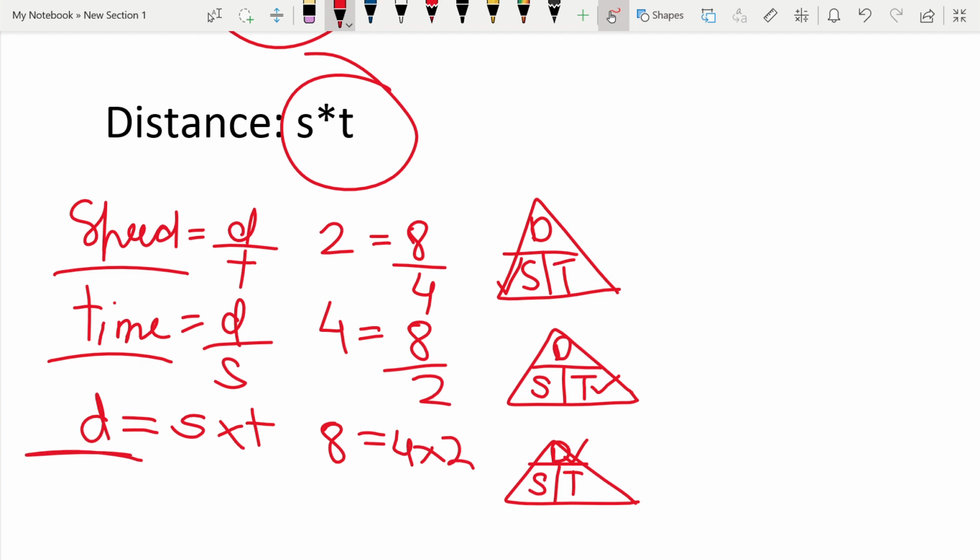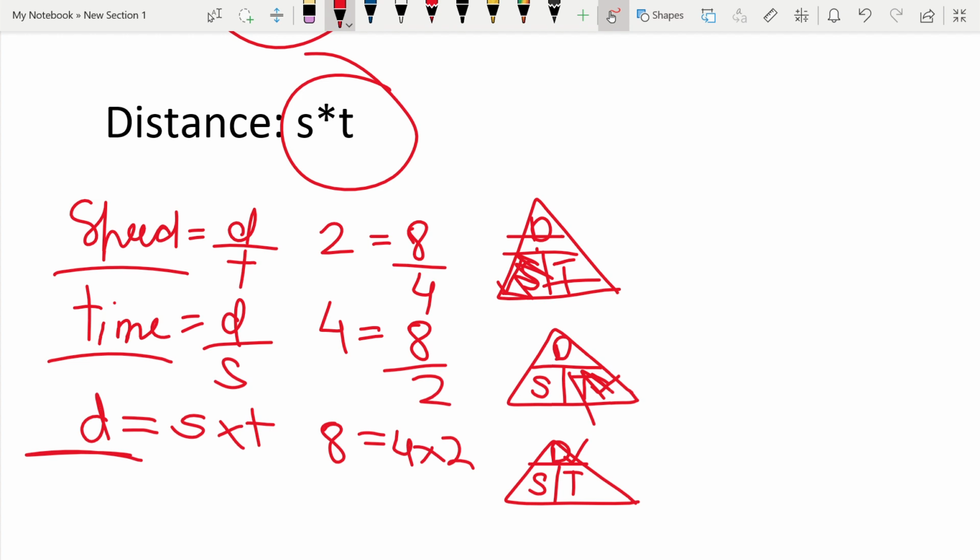Now, it has d, s, t. If you're measuring the s, you cover up the s, and what are you left with? D by t. I've got numbers as well so that we can prove our formula. 2 is equal to 8 by 4, which is also 2. So that's one formula. If you're measuring time, then you cover up the t. Now you have d by s, which is the formula.